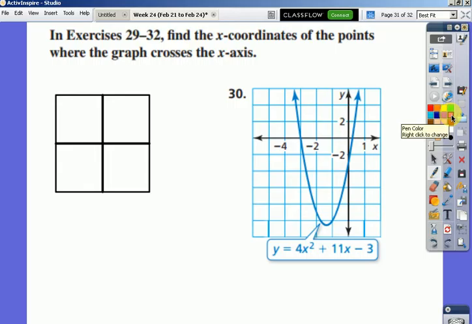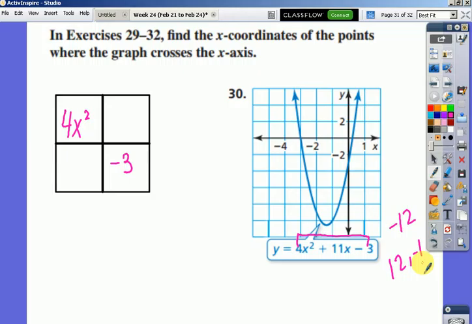So for this problem on number 30, you don't have to write it down if you don't want to. I'm just going to do my box method because that's the one I've been showing you. 4x squared plus 11x minus 3. I don't have a GCF, so my AC is negative 12. And then I can very easily think of two things that multiply to be negative 12 and add to be 11. What will they be? 12 and negative 1. 12x, negative x.